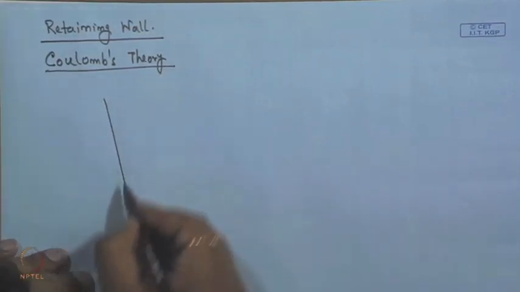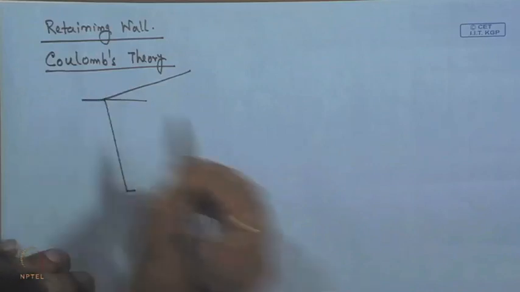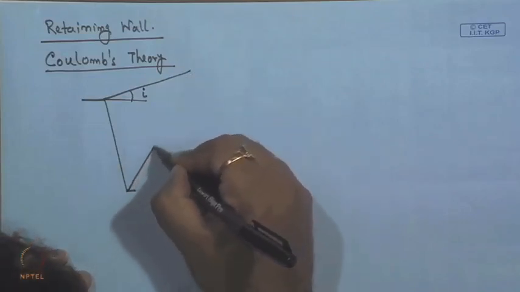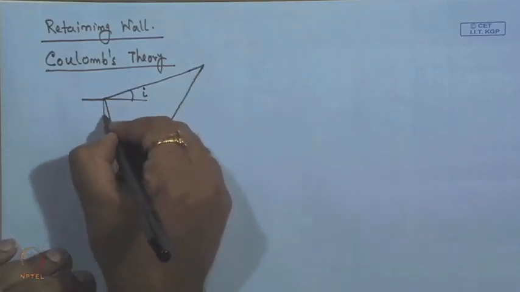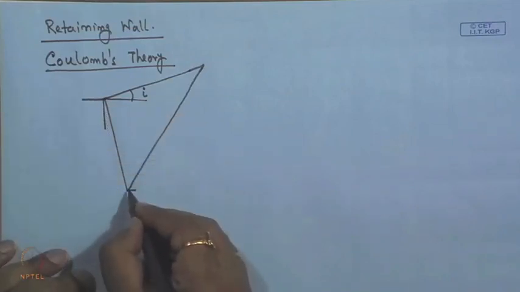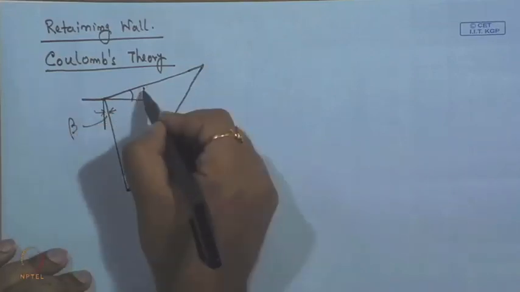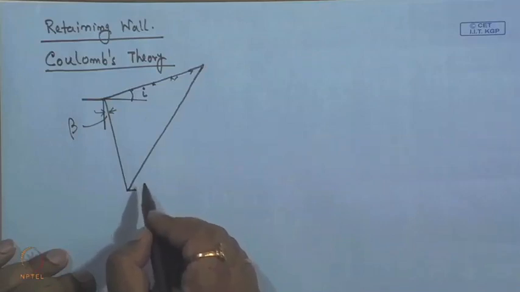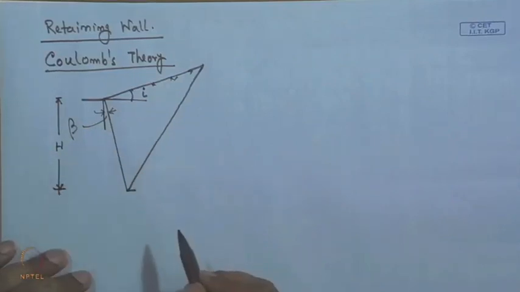So, Coulomb's theory. This is a particular retaining wall, and this is the backfill. This is the retaining wall, and i is the angle of the backfill. This is the failure surface we can consider for the retaining wall. Here, the back of the retaining wall is making an angle beta with the vertical, and the backfill is making an angle i with the horizontal. H is the height of the retaining wall.